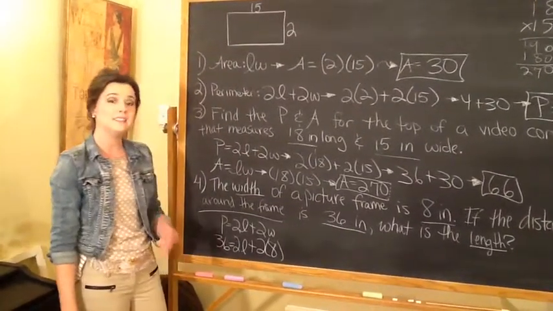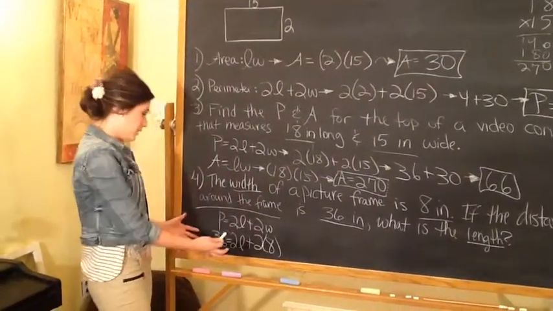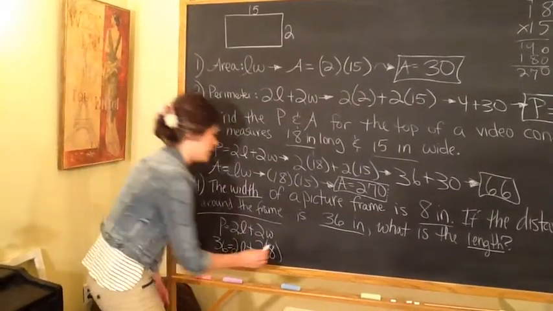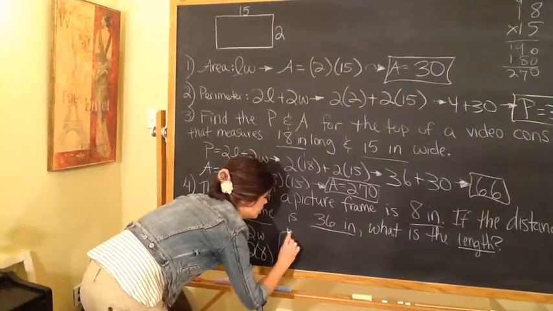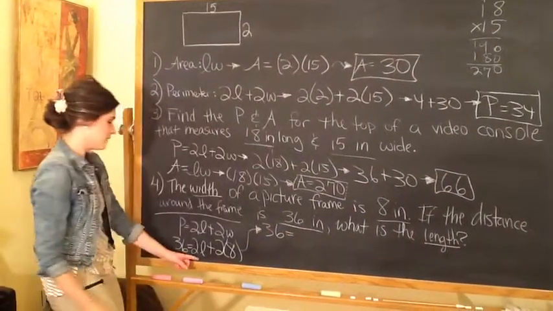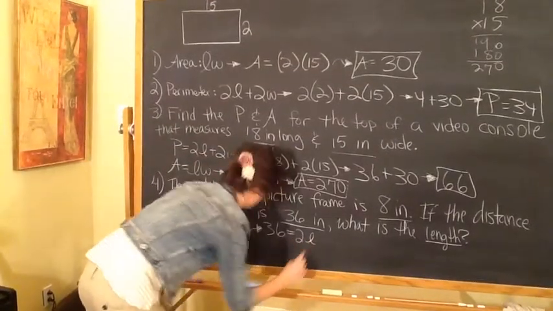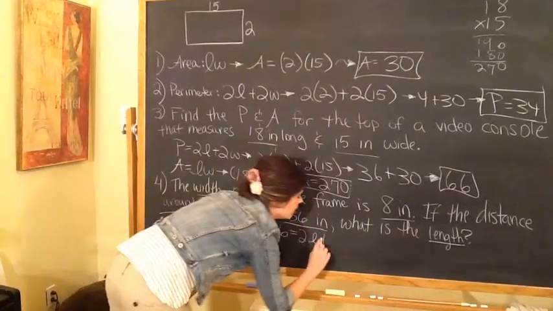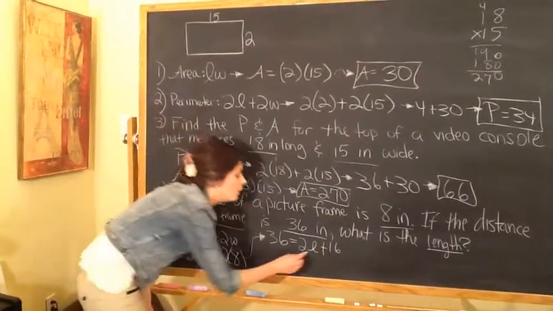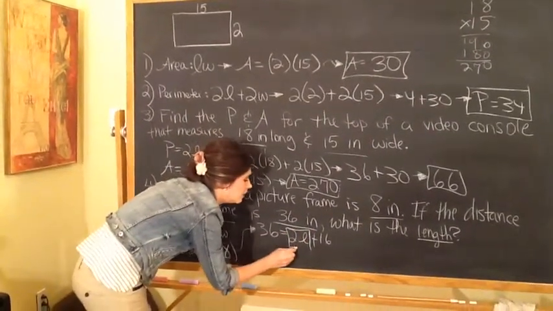So let's go ahead and simplify. Looking at this, I see that I can do 2 times 8. So that's good. I'm going to continue my math over here. So I'm going to have 36 equals 2L plus 16.